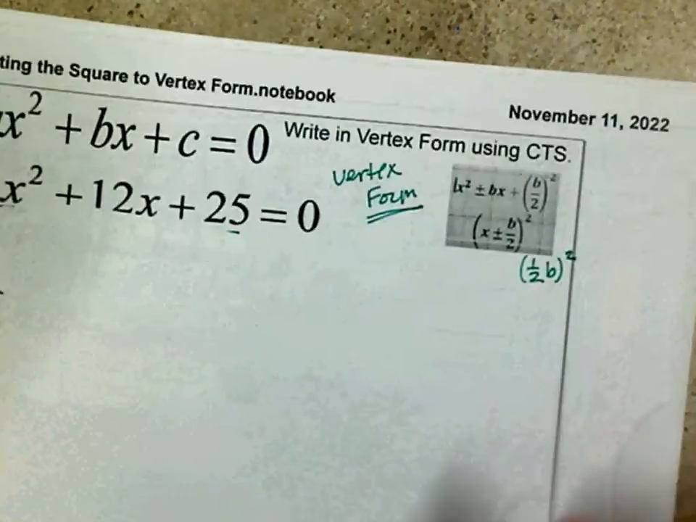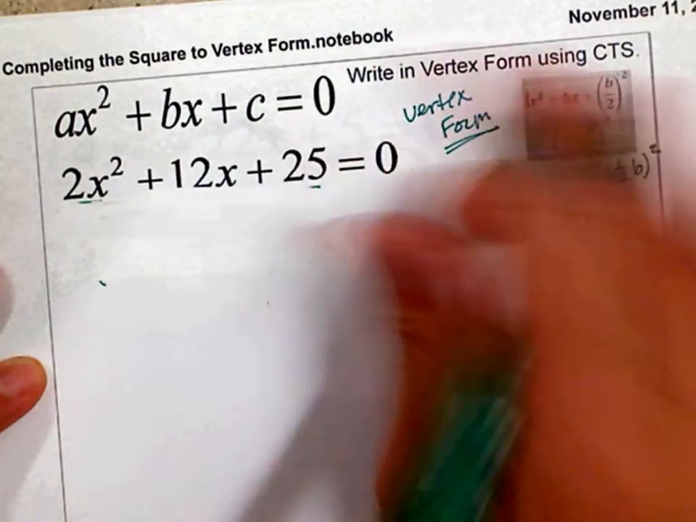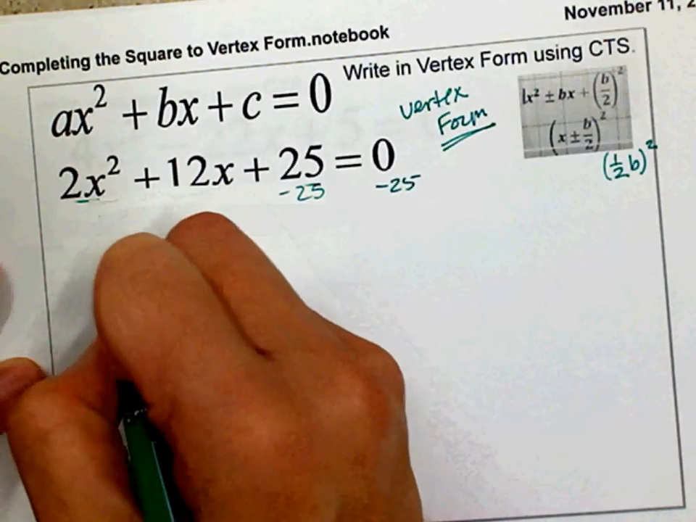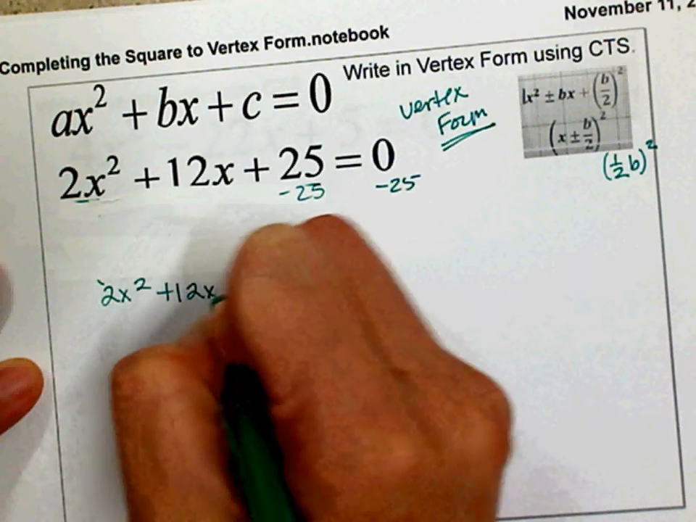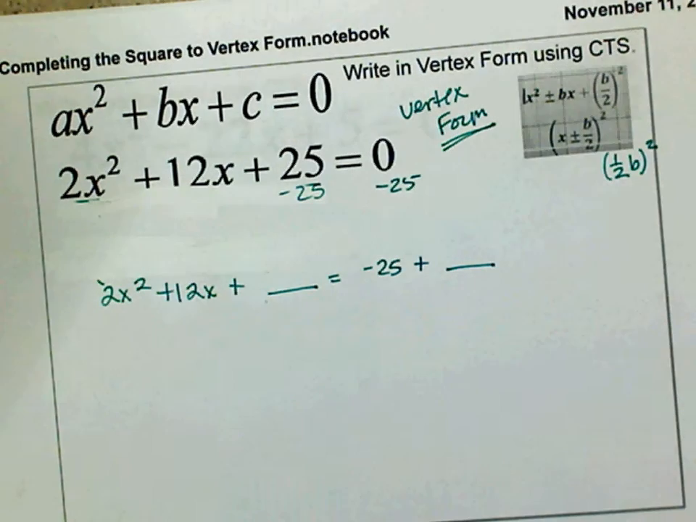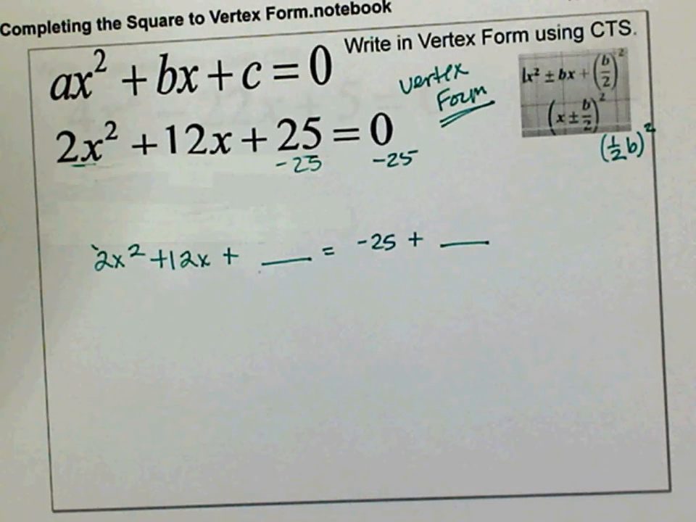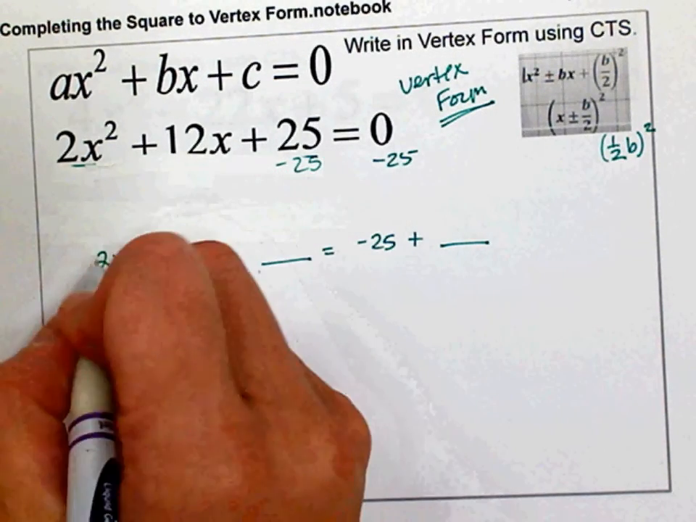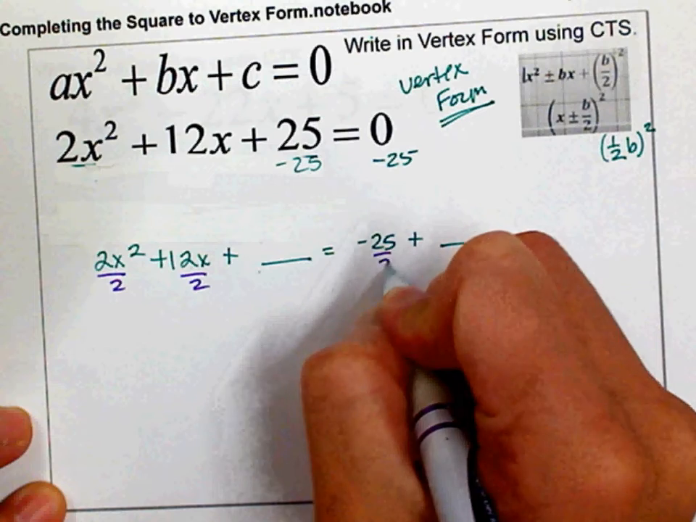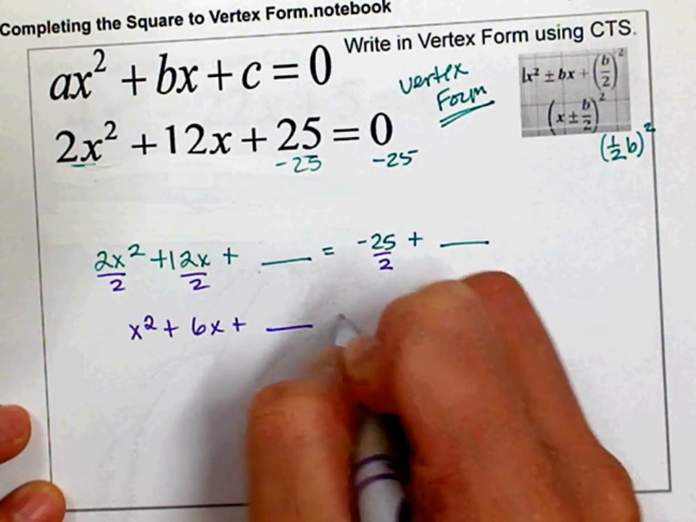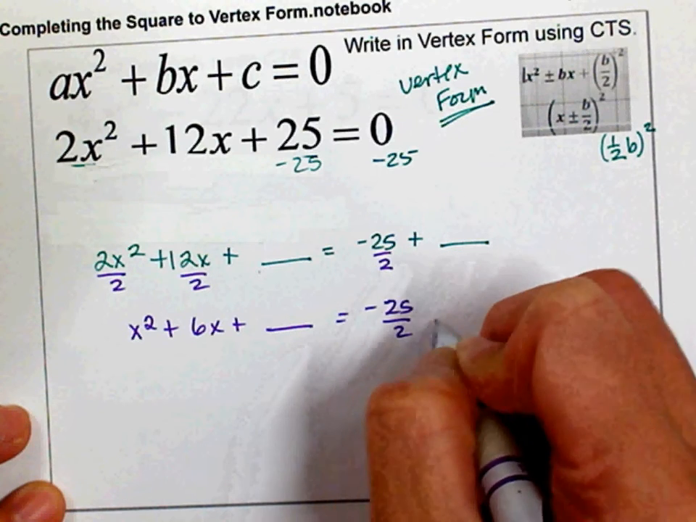All right, let's go ahead and start first. Move the 25 over, because that's the first thing you guys do. So you have 2x squared plus 12x plus a blank is equal to negative 25 plus a blank. See that right there? Okay, because you guys are used to that. Let me show you that way. Now, your a is not a 1. Let's get rid of that a. So divide every one of these by 2. Did you guys see that? So now you have x squared plus 6x plus a blank is equal to negative 25 over 2 plus a blank. All right. That way you are more used to this.